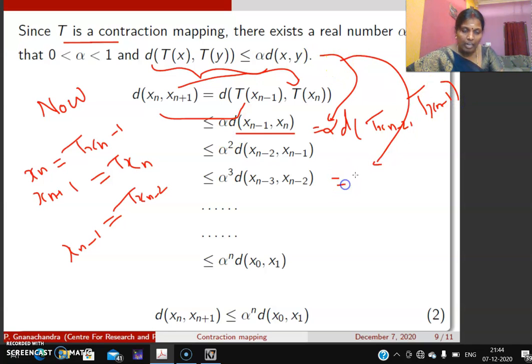We get this alpha into alpha times d of xn minus 2 comma xn minus 1, and the inequality becomes less than or equal to. So we reach this through contraction and these iterative assumptions. Proceeding like this, we finally get alpha to the power n into d of x naught comma x1. So we get d of xn comma xn plus 1 less than or equal to alpha to the power n into d of x naught comma x1.